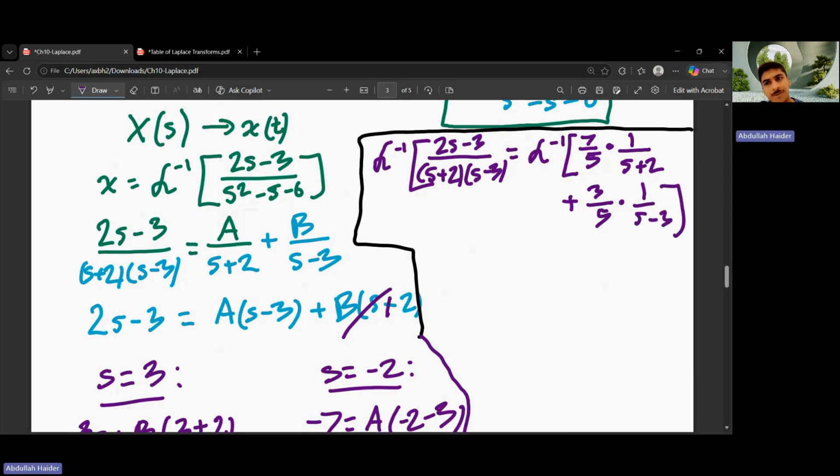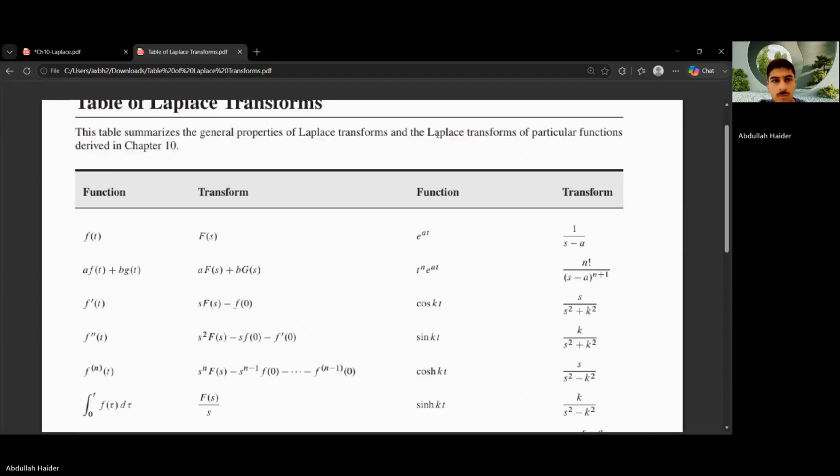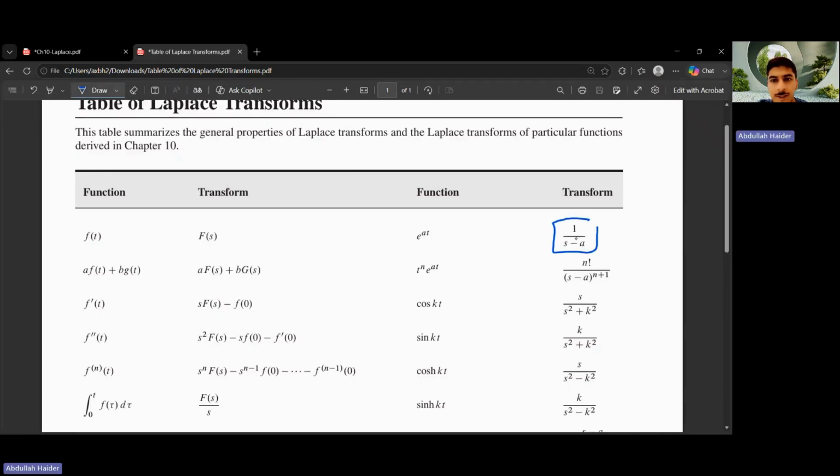So we need to find the Laplace inverse of 1 over s plus 2 and the Laplace inverse of 1 over s minus 3. So you go back to the table and see where you have matching. In this case, you'll be using these two. For 1 over s plus 2, your a is negative 2, hence e to the power minus 2t.